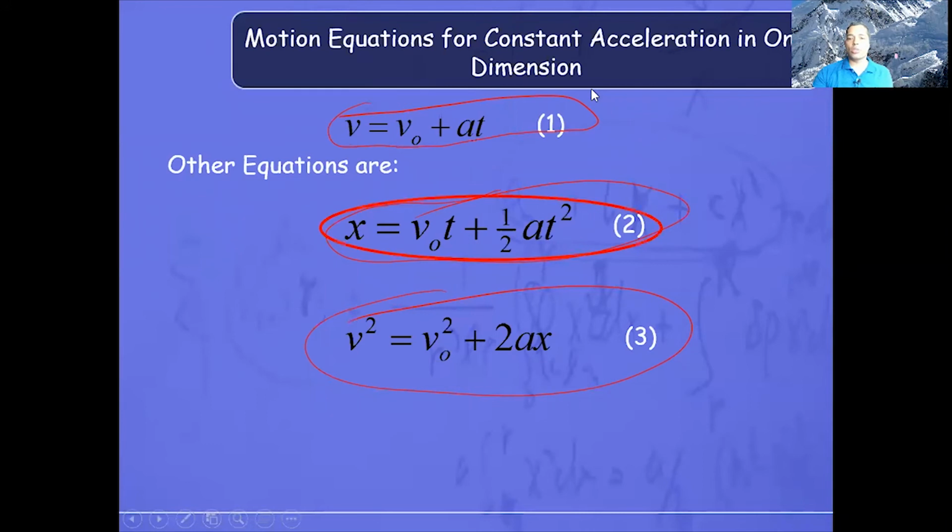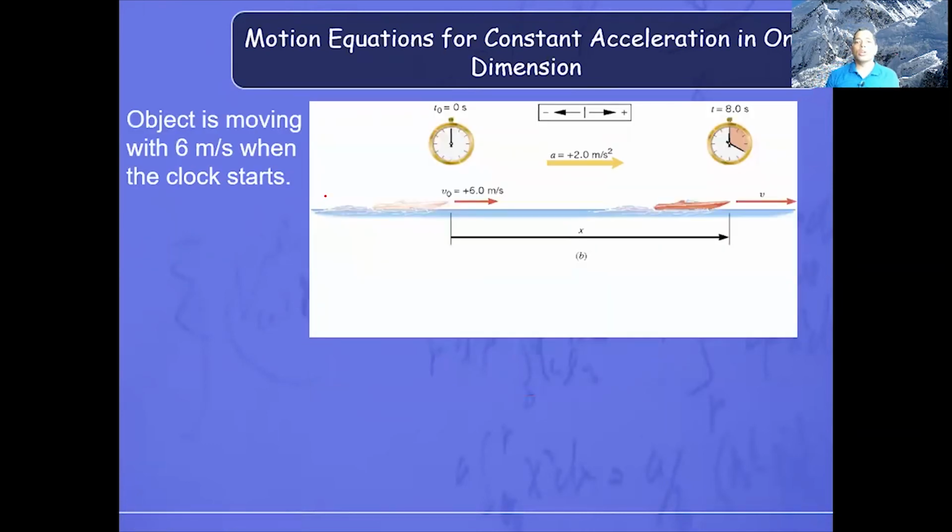All right, so let's do one problem here. So we can use one of those three formulae, and the question is, an object is moving with 6 meters per second when the clock starts. Okay, so in the beginning the velocity is 6 meters per second. When the clock starts means at t equals 0. Now let's say how far does it go in 8 seconds if the acceleration is 2 meters per second squared.